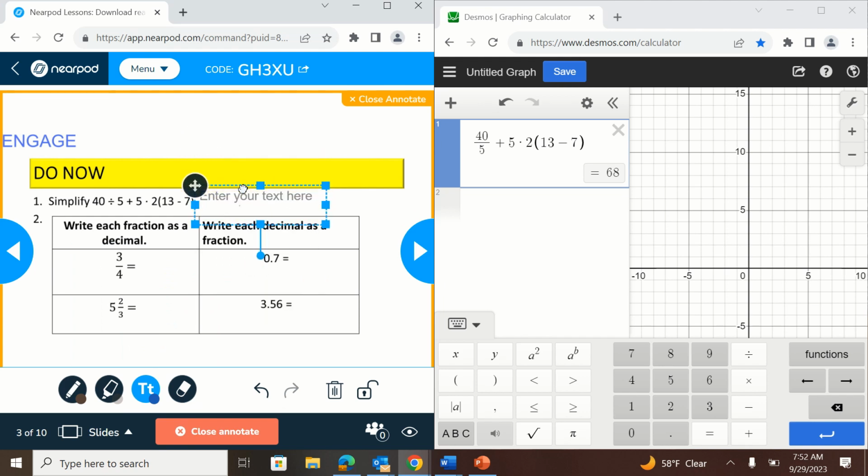So according to Desmos, we know that 40 divided by 5 plus 5 times 2, open parentheses, 13 minus 7, close parentheses, would give us a total of 68.